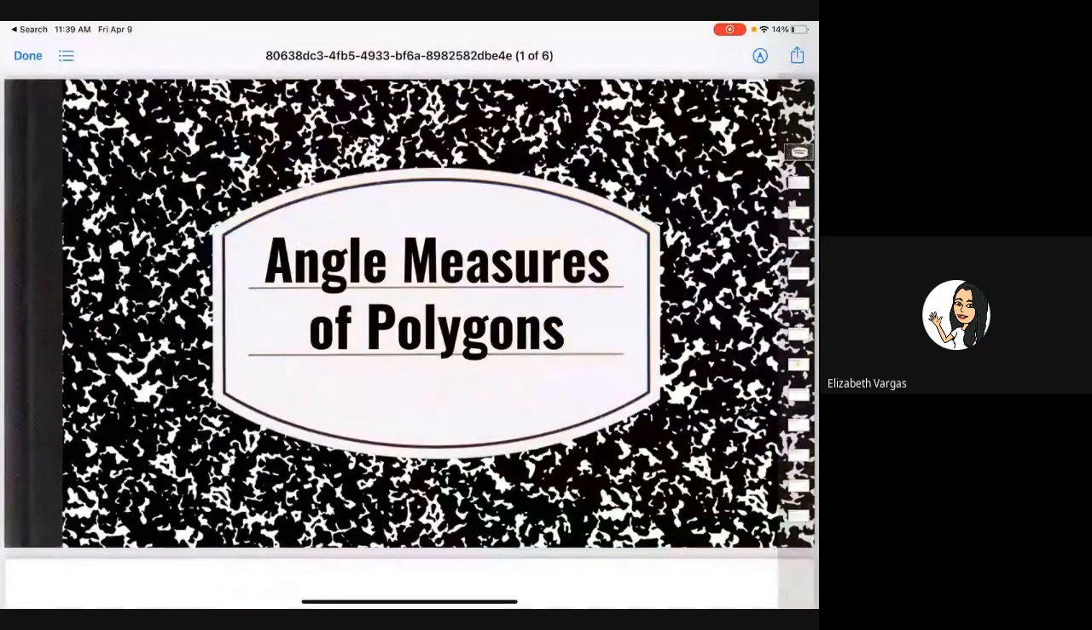Okay, so today we're going to look at angle measures of polygons. Basically, we're going to identify the equation for solving for the angle measures of the interior angles of a polygon, and then the angle measures for the exterior angles of a polygon. So we're going to get two very important equations which will help us solve for the interior and the exterior measures of a polygon.